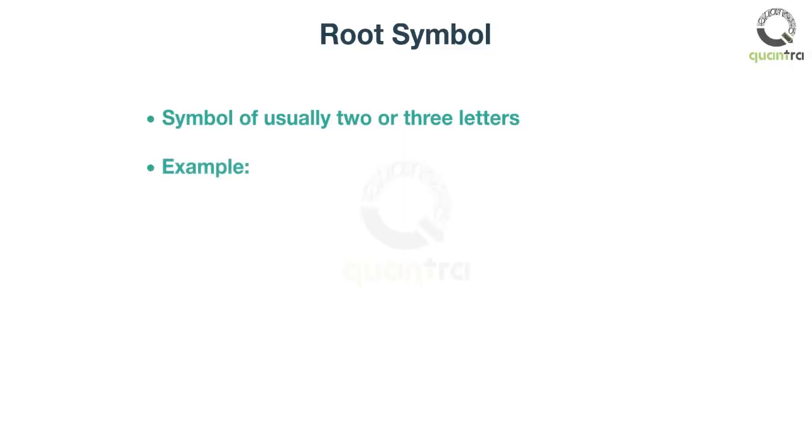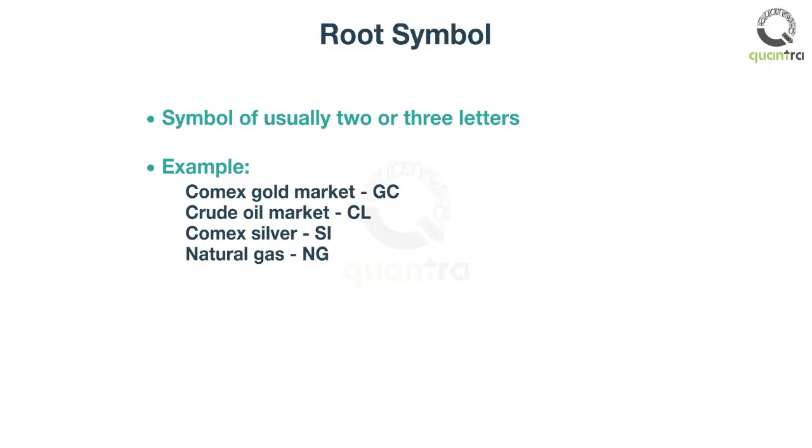Root symbol. Every futures market has a symbol of usually 2 or 3 letters designating the market. For example, the COMEX gold market has the root symbol GC and the crude oil market CL. This property is specific to the market, not to the individual contract.